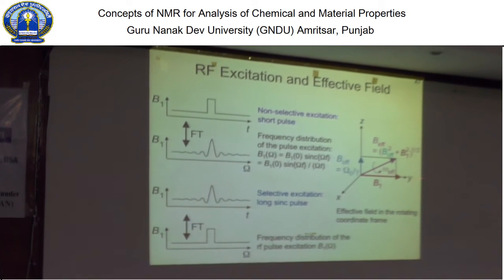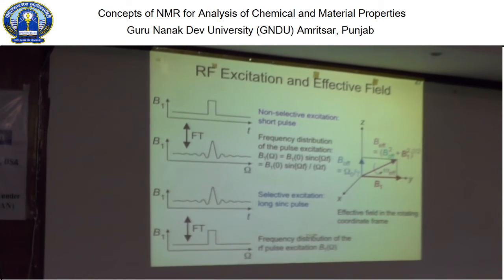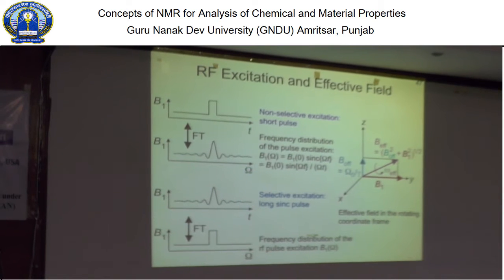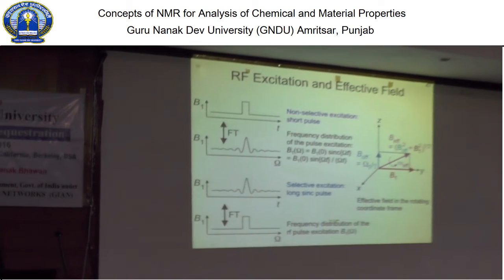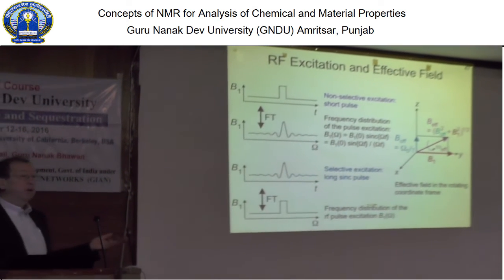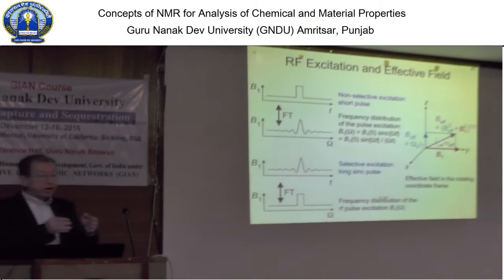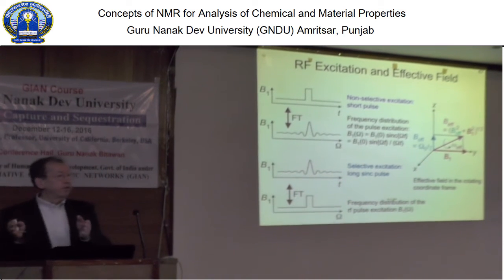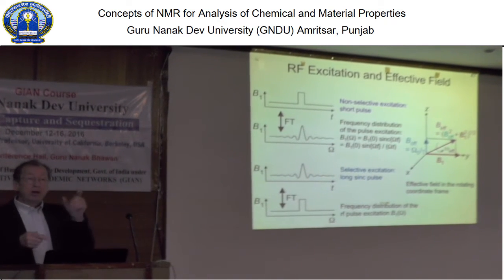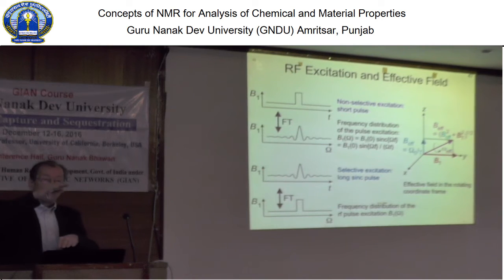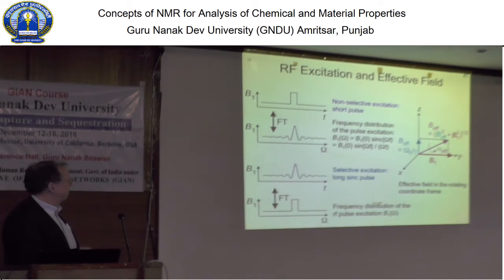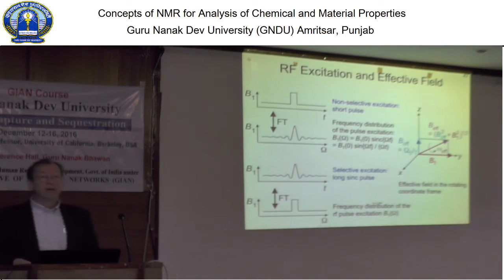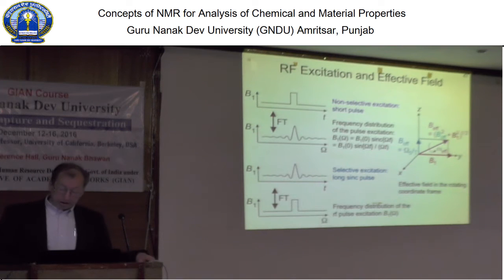Actually, the fact of making B1 small is used in magnetic resonance imaging to select slices of a three-dimensional object, or even in NMR spectroscopy, to say I want to only excite the aromatic region and not the aliphatic region in the spectrum. Then I use a weak transmitter. I use a pulse with a small B1 field, and I set my excitation frequency in the proper way so that the off-resonance field has the right value, and then I can do a selective excitation.